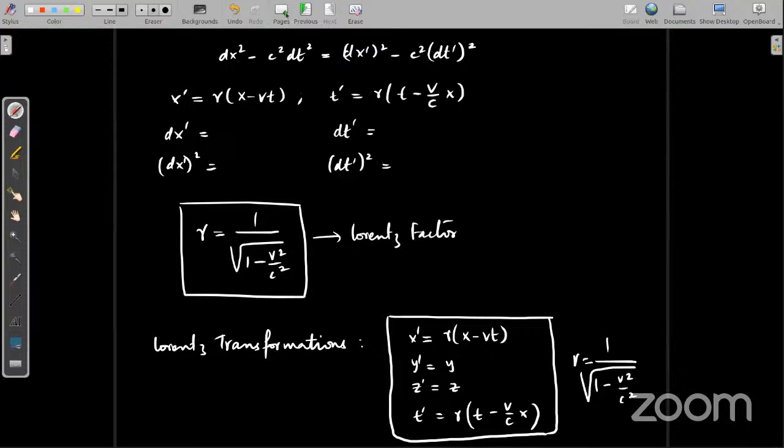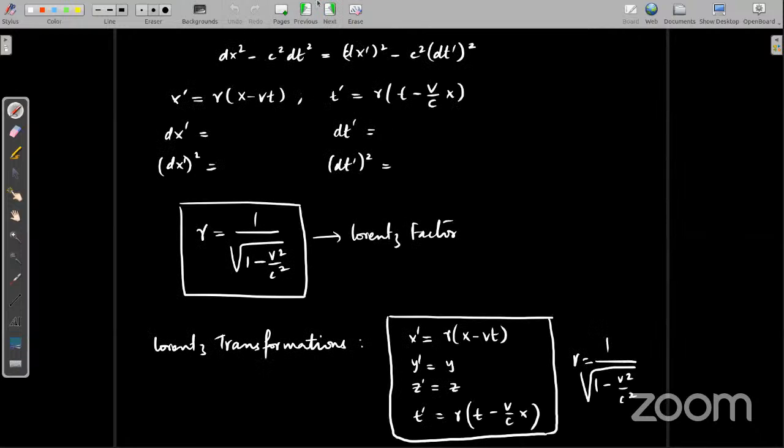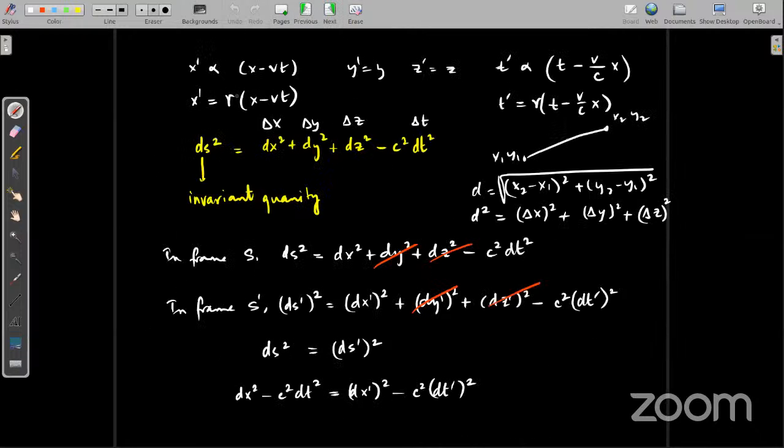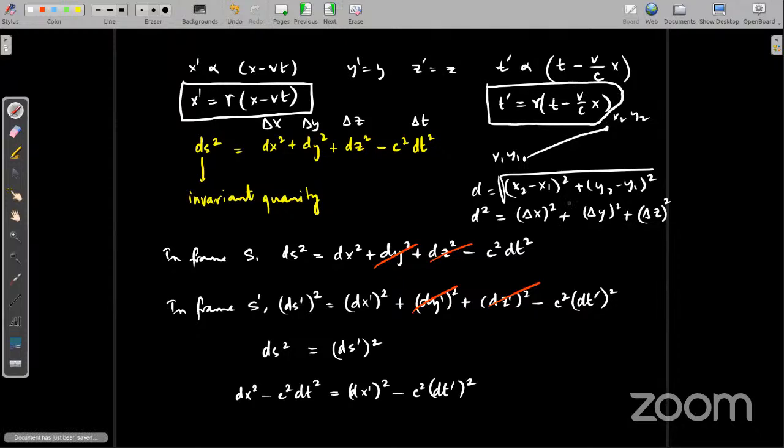Sorry, go ahead. What is that gamma over there? That's a proportionality constant that we added here, right? Thank you. This is where gamma comes from. If you missed it, we had the same proportionality constants for x prime and t prime?